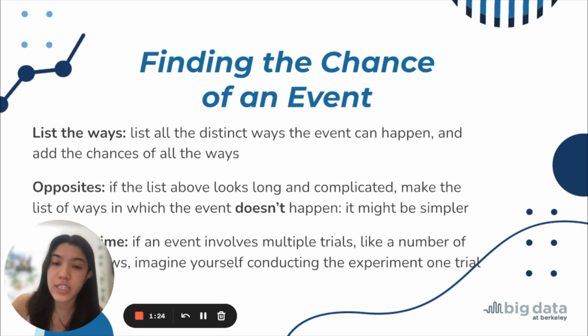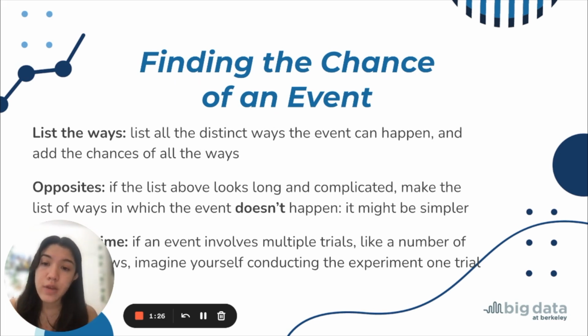So how do we find the chance of an event? There are a few different ways that we can find the chance of an event. The first is listing the ways. We can list all the distinct ways that an event can happen and add the chances of all of those ways.